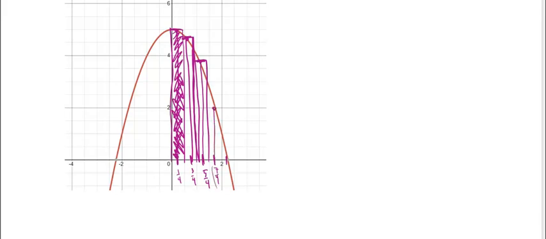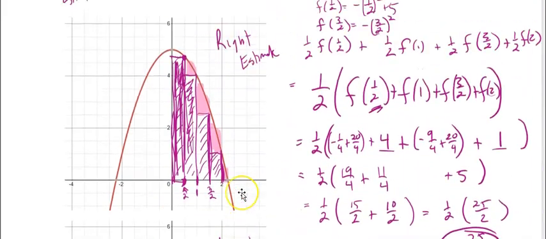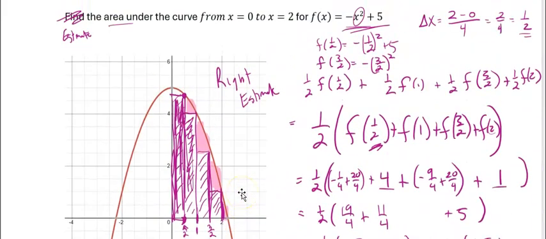And that's the height of my rectangle, now given by the midpoint instead of the right or the left endpoint. So it would be f of 1/4, f of 3/4, f of 5/4, f of 7/4, and it's still 1/2 times each of those. And then we add them up. Okay, and that's probably the best estimate. All right, so that is estimating area under the curve.